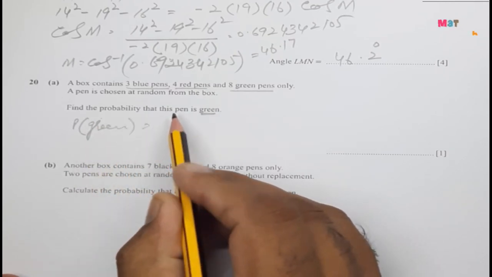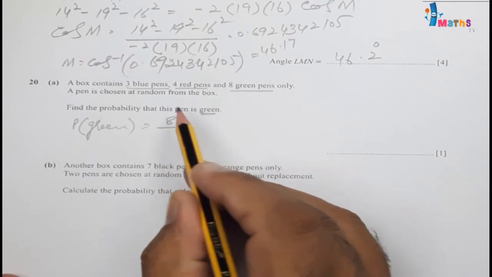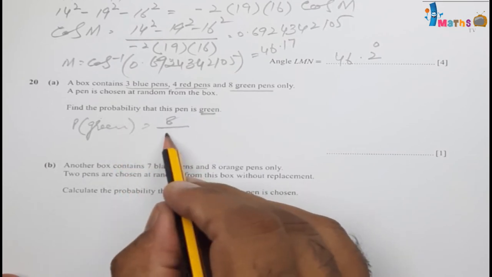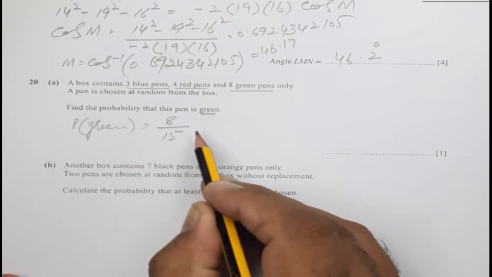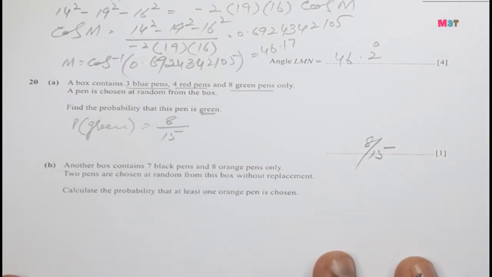So probability for green will be equal to 8, which is the number of green, divided by the total number, which is 12, 13, 14, 15. So 8 by 15. So the answer will be 8 over 15 for A part.